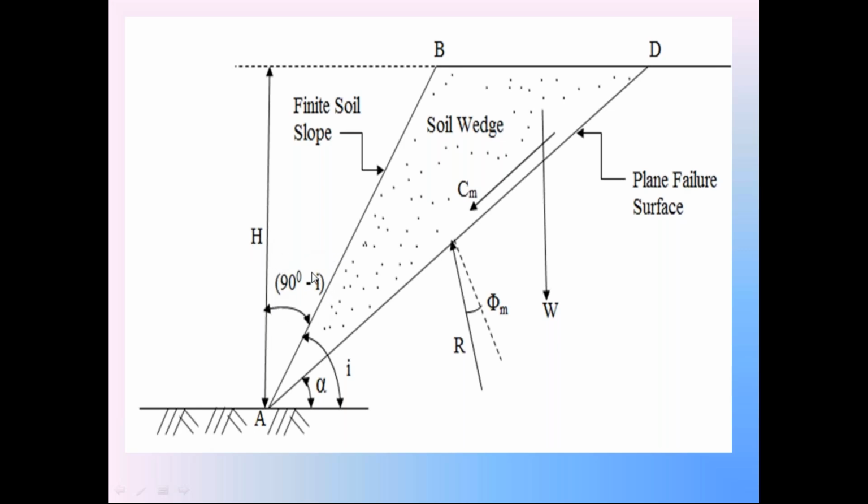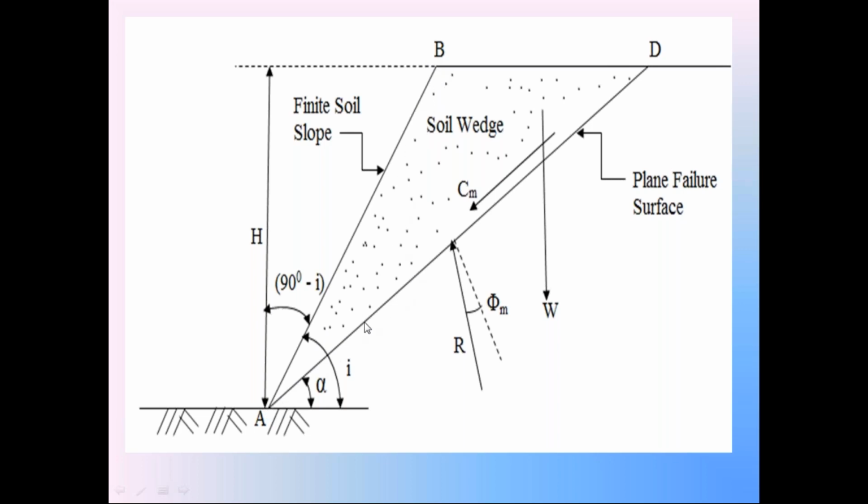But cos(90 minus i) is equal to sin i. So sin i is equal to h by AB. So the length AB is equal to h divided by sin i. That is the length of AB, the side slope.